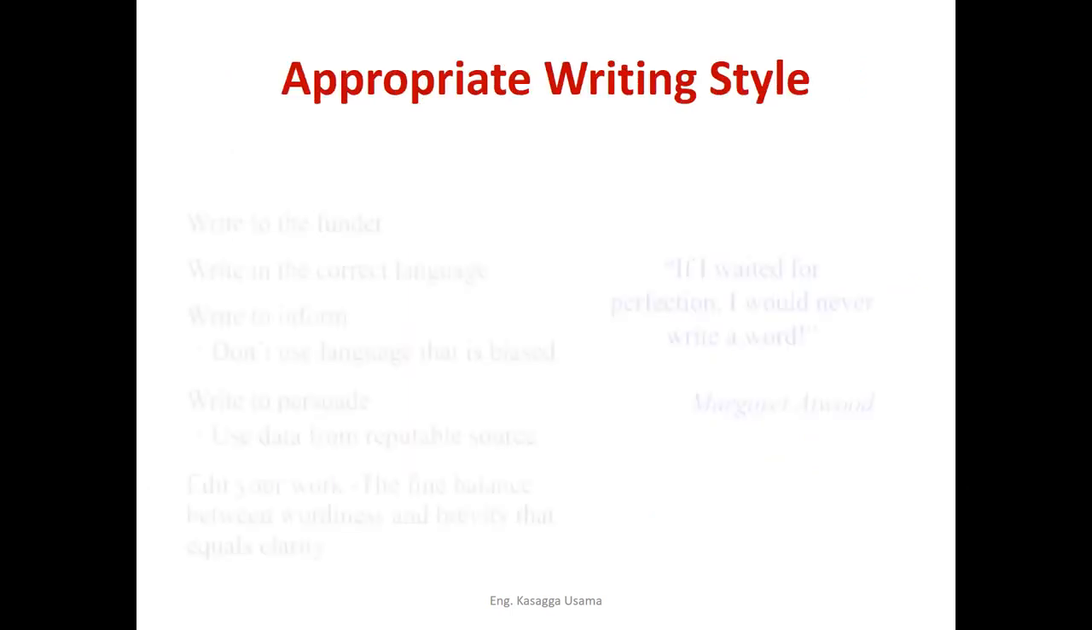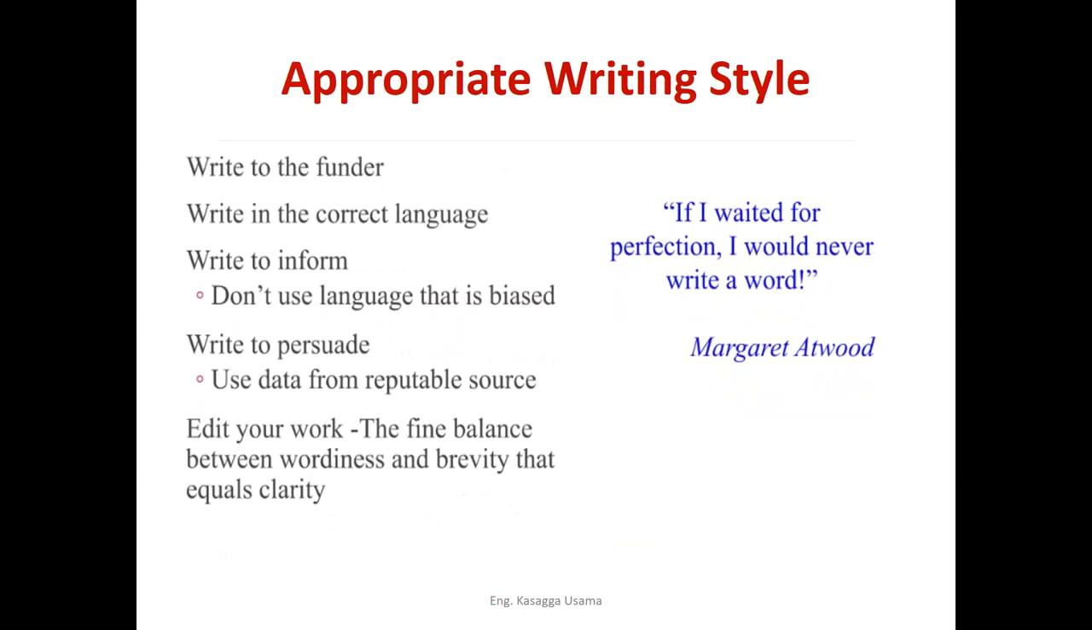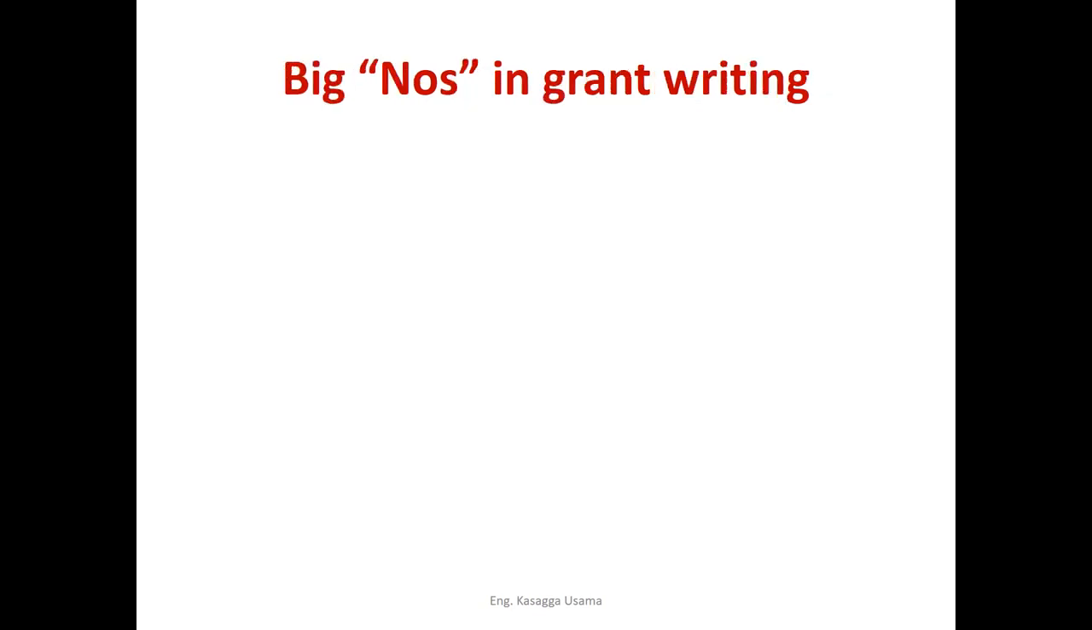There are many styles that we use in writing. Write to the funder, write in correct language, write to inform, write to persuade, edit your work, find balance between the words. These are all critical things that you need to think about. If I waited for perfection, I could never write a word. Yes, these are quotes. If you wait for perfection, and that's why they always say there is no perfect person.